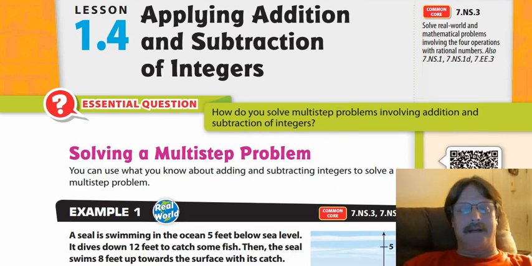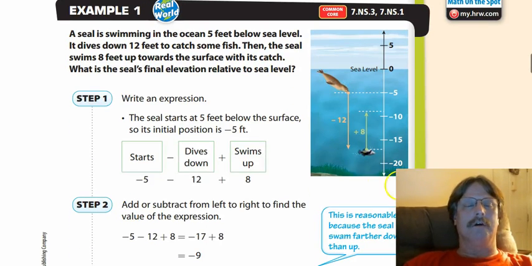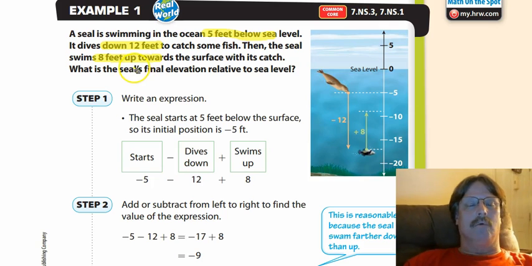So we have a problem right down here we're going to show. And what we're going to do is highlight our important information. A seal is swimming in the ocean 5 feet below sea level, so that would be important. It dives down 12 feet to catch some fish. Then the seal swims up 8 feet towards the surface. What's the seal's final elevation?